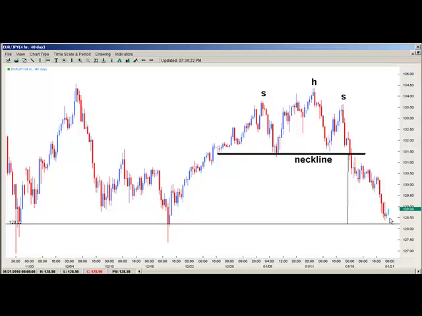But equally as much, I'm looking at the major that is most tied to it, which in this case would be euro dollar, and watching how it's acting, because I know if the euro is falling on its face, guess what? That's going to carry over into euro yen as well. It's going to help my bearish bias on the trade there as well.